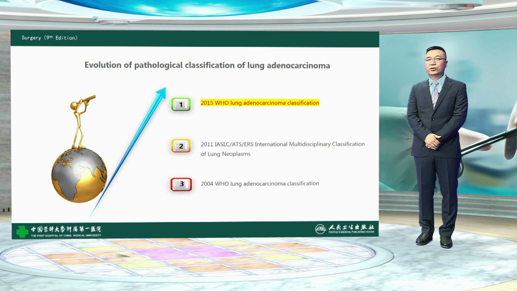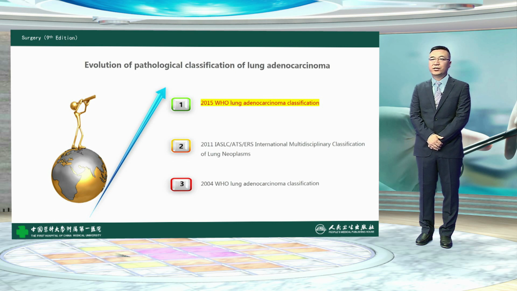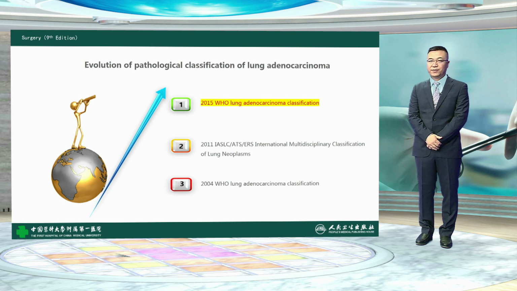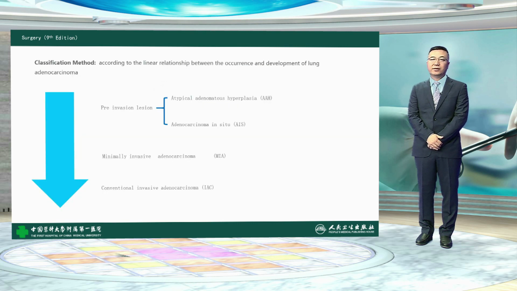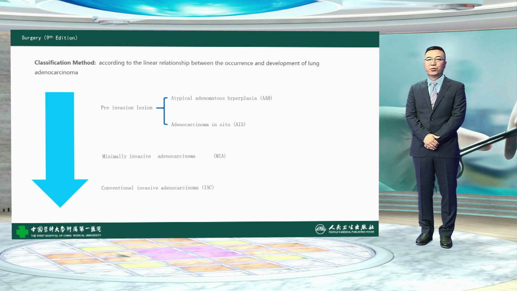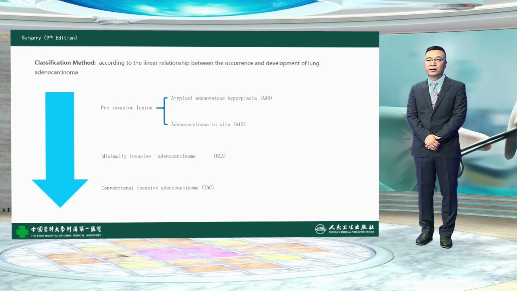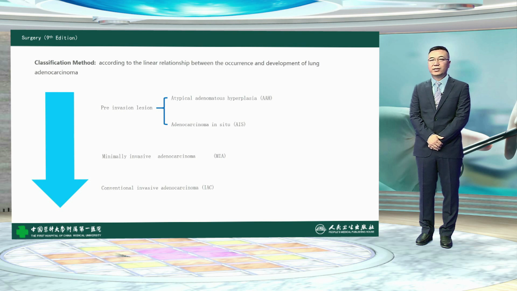This is the evolution of pathological classification of lung adenocarcinoma. Now we use the 2015 WHO lung adenocarcinoma classification. We should know this. Classification method. According to the linear relationship between the occurrence and the development of lung adenocarcinoma, pre-invasive lesions include AAH and AIS. Minimally invasive adenocarcinoma is MIA, and the conventional invasive adenocarcinoma is IAC.